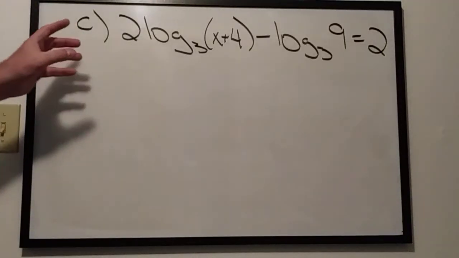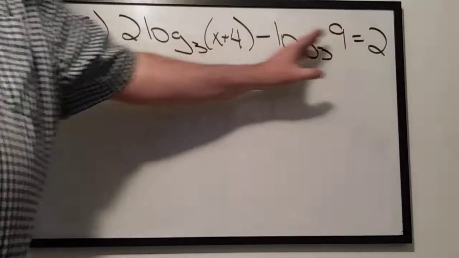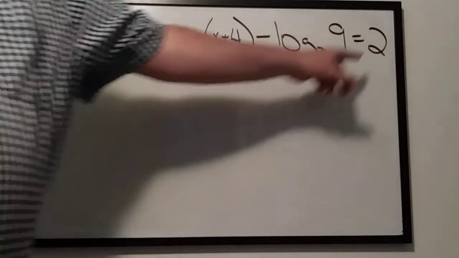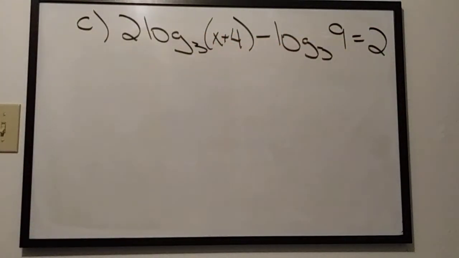So now as I look at part C, I once again notice that I have two logs on the left-hand side and a constant on the right-hand side. So one more time, I cannot use that trick from part A because I don't have a log on the left and a log on the right. So I can't just drop these logs. So what I'm going to have to do then is use something similar to what we did in part B.